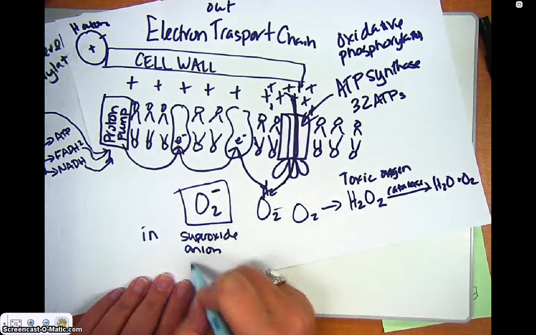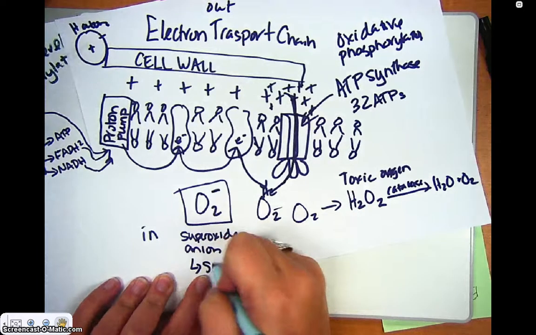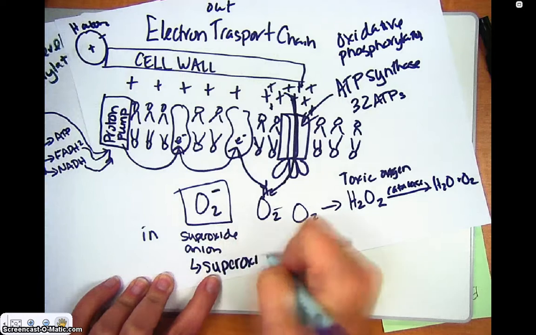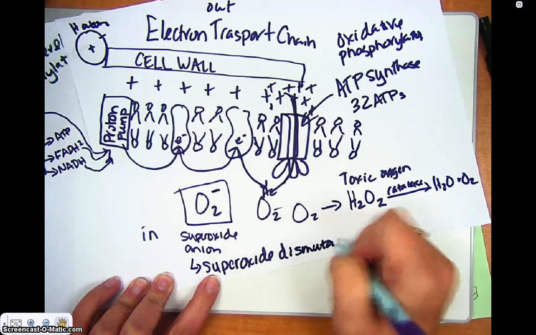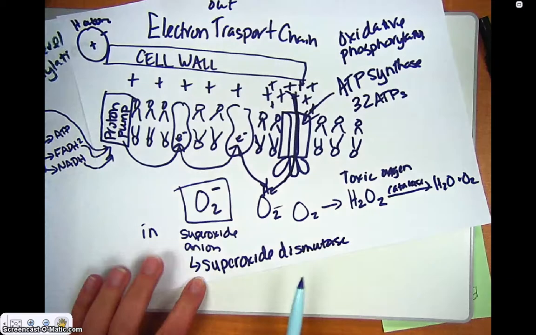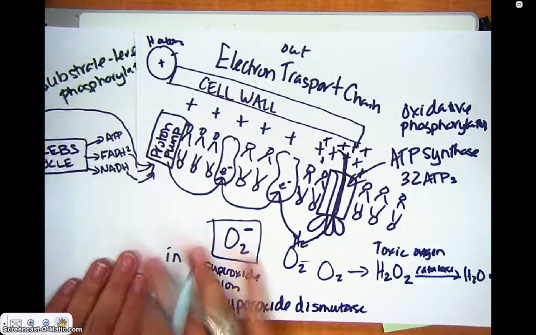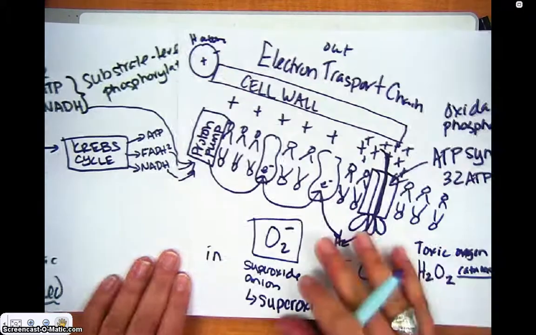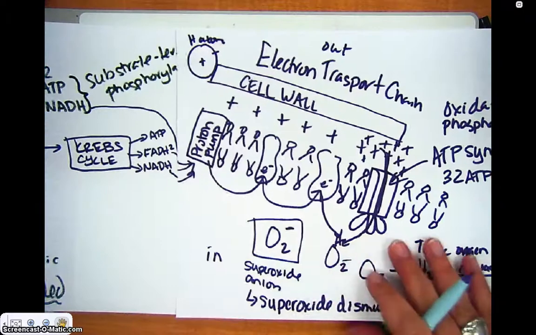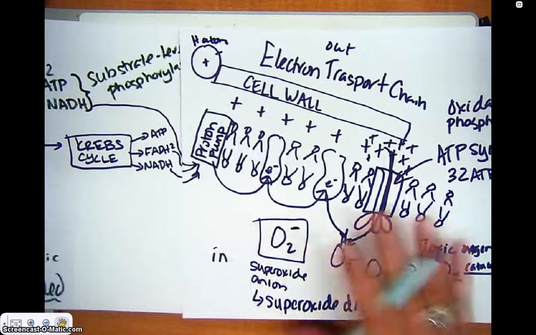So in order to cure us of the problem of superoxide anion, we need the enzyme superoxide dismutase, and that turns it into water and oxygen, which is not harmful. Okay, so this whole process right here, going all the way from glycolysis through the electron transport chain, is considered aerobic respiration. Okay, so let me just grab one more picture.